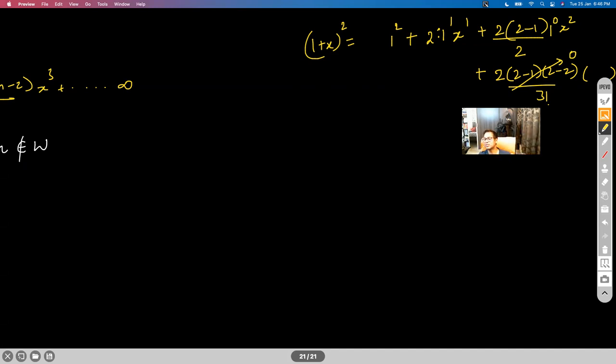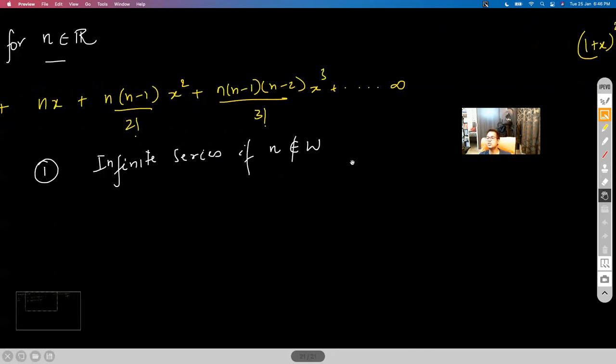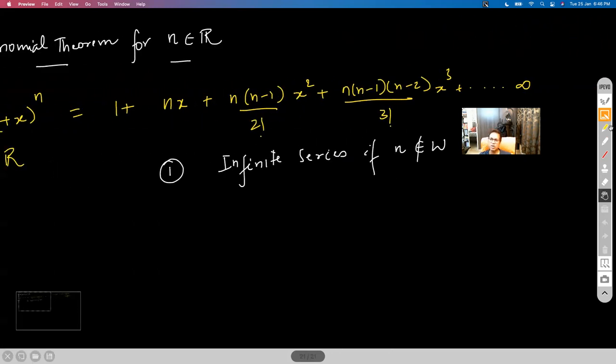So that is why this particular series comes to a stop, comes to a halt. But such a thing is not going to happen if your n is not a whole number. It's going to go on and on and on forever. Are you getting my point?